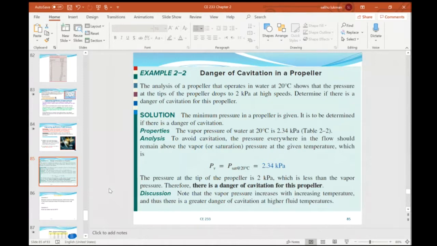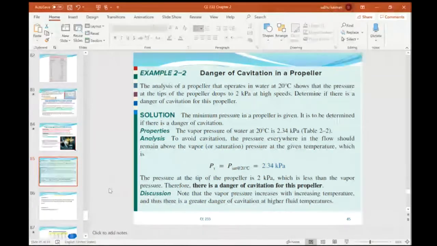The properties: the vapor pressure of water at 20 degrees is 2.32 kilopascal from the previous table. In this question we are told that the pressure at the propeller tips drops to 2 kilopascal. That is below the vapor pressure of water, which implies there will be cavitation at that point. To avoid cavitation, the pressure has to be maintained everywhere above 2.34 kilopascal.